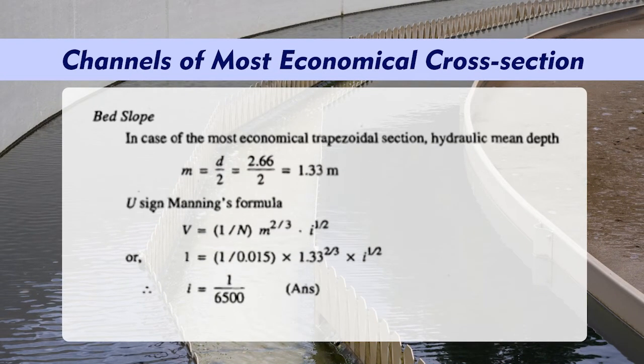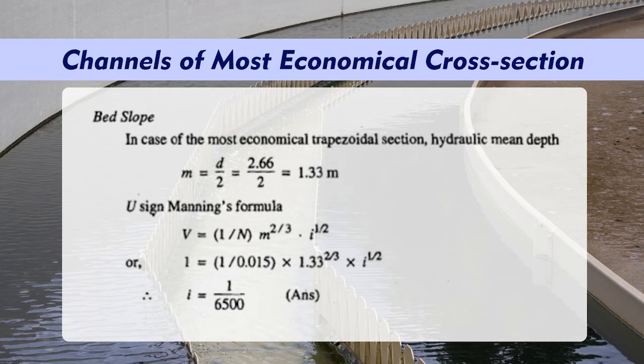Now bed slope. In case of most economical trapezoidal section, hydraulic mean depth m is equal to D by 2, which is equal to 2.66 divided by 2, which is equal to 1.33 meters. Now for the Manning formula, V is equal to 1 by n into m to the power 2 by 3 into i to the power 1 by 2. So put the values V is equal to 1, n is equal to 0.015, m is equal to 1.33, and we have to calculate i. So on solving this equation, we get i is equal to 1 divided by 6500.